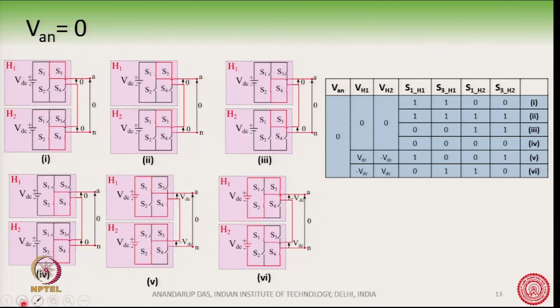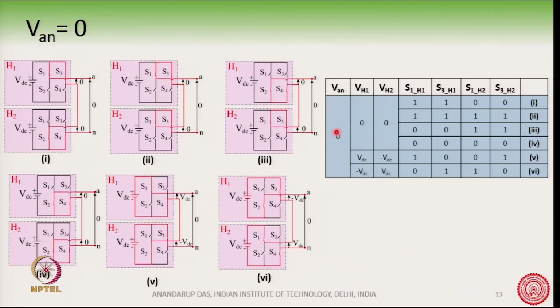If we want to get VAN equal to 0, then we have even more multiplicities. We can have VH1 0 and VH2 0. We can have VH1 VDC and VH2 as minus VDC, because the sum of these two will be equal to 0. And we can also have VH1 minus VDC and VH2 as plus VDC, again the sum of these two is equal to 0.